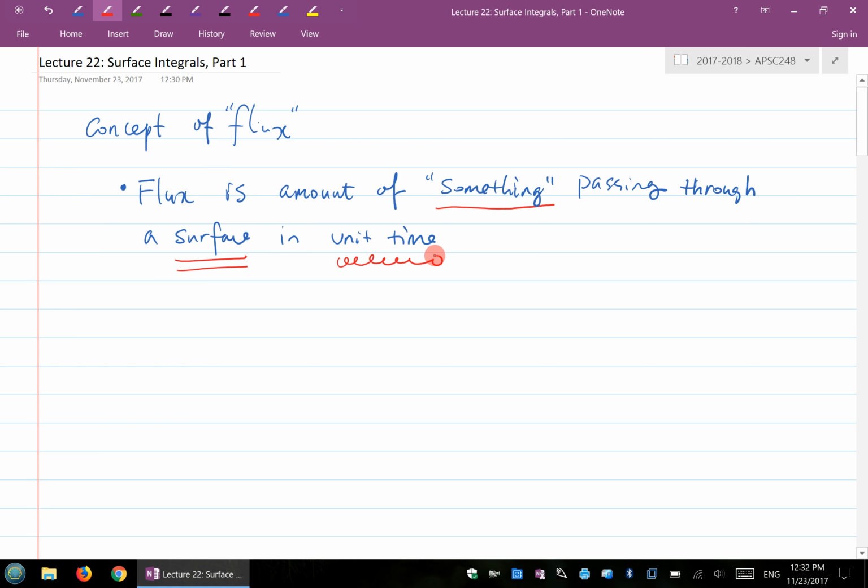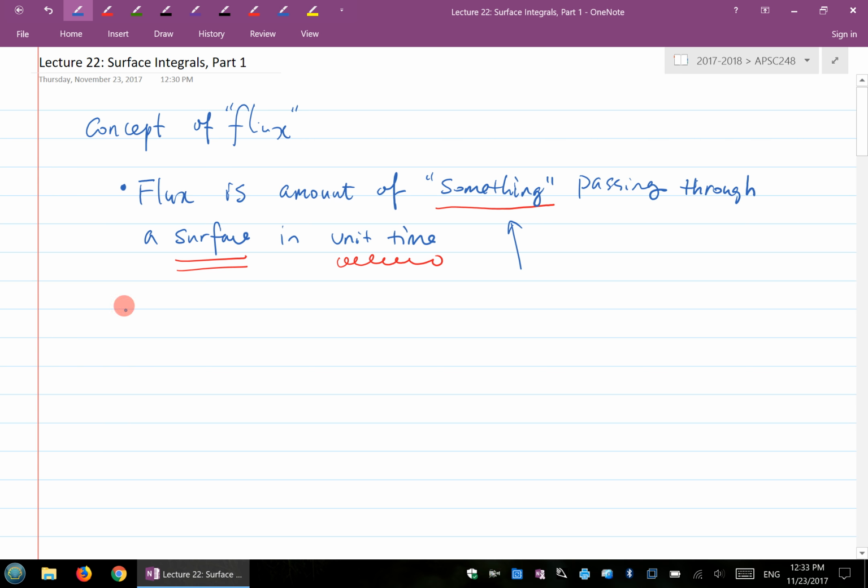And this something here could be anything. It could be as invisible as the electrical field, or it could be as tangible as something falling through the sky. Sometimes I imagine there are bananas falling through the sky. That's something, right? And if you have a big bowl, you want to catch as much as you can. So that's basically the amount of flux coming through that surface in unit amount of time.